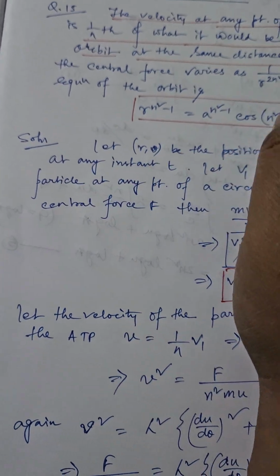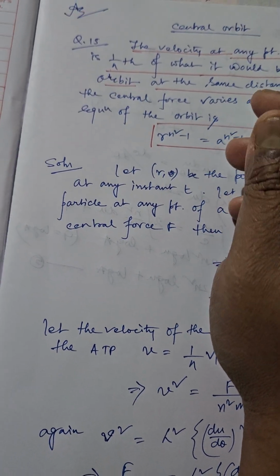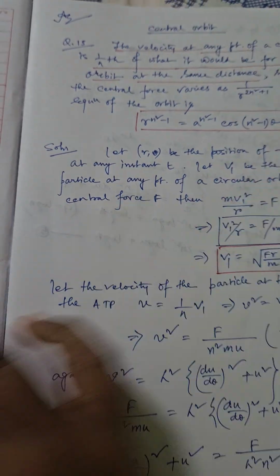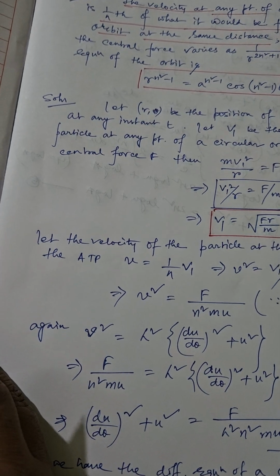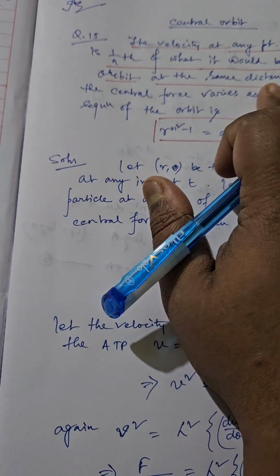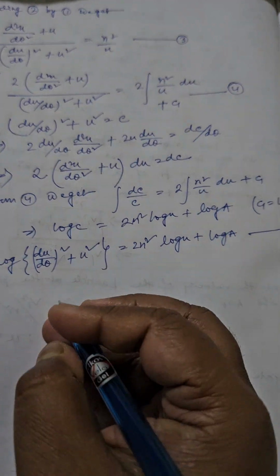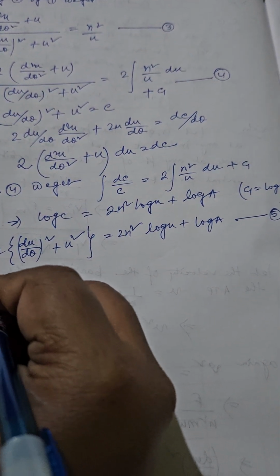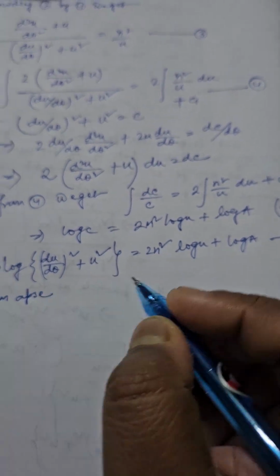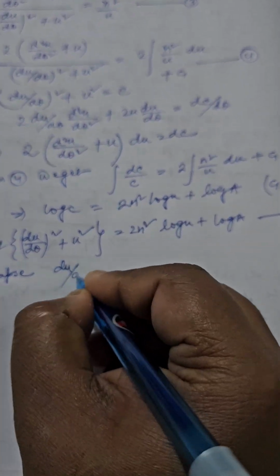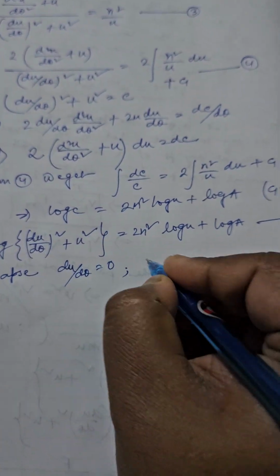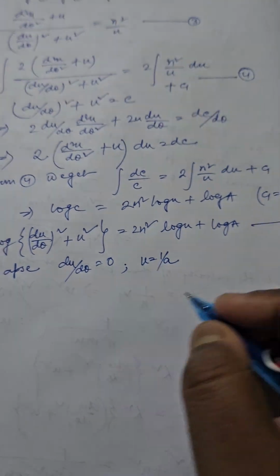Now here it is not mentioned what we need to do. Actually we are going to consider the particle is projected from an apse. That will be better for us to get the initial conditions. So for an apse, du/dθ should be 0, u should be 1 by a.